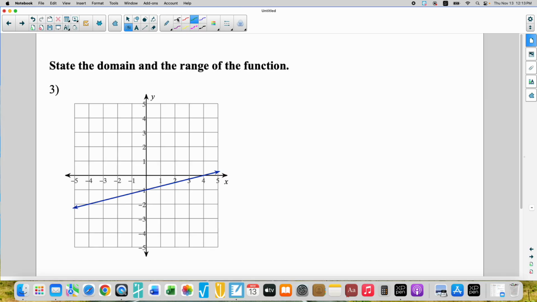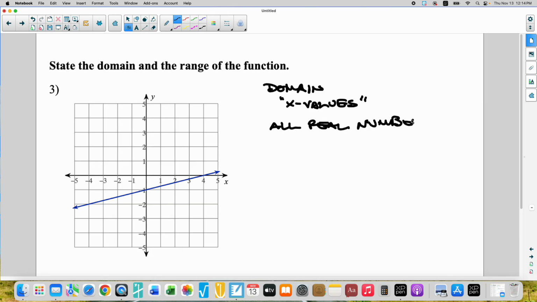State the domain and range. When we talk about the domain, we're talking about the x values. So we want to list all of the x values. Now these are continuous, so there are an infinite number of x values here. And for the domain here, because this goes on forever, this goes on forever, I'm looking at my x values. My domain in this one is going to be all real numbers. That's how we list every single x value.